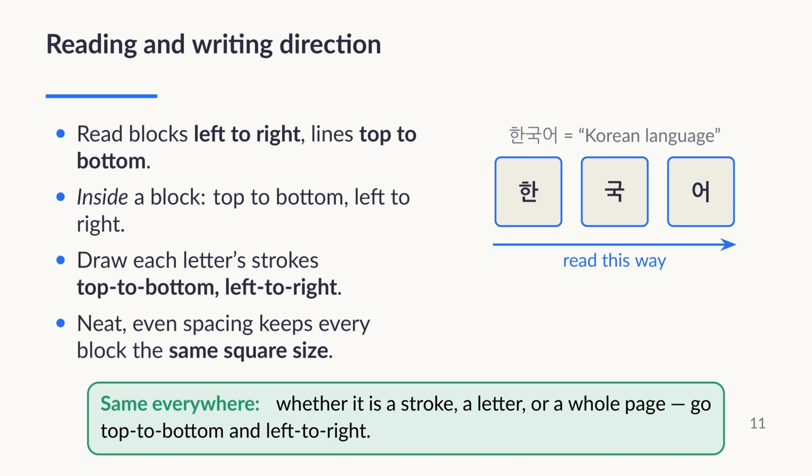When you write the letters by hand, each individual letter is also drawn with the same logic. Strokes go from top to bottom and from left to right, the same order you already use for the Latin alphabet. One more practical tip: try to keep every block the same square size, giving each letter even spacing, because in Korean every syllable block occupies the same amount of space, whether it holds 2 letters or 3.